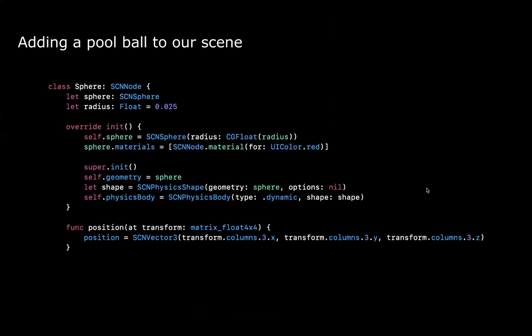This is the code to represent a pool ball. And we see some numbers there. You can define a sphere. A little bit above the center, we can see that the material needs to be a red color, which will mean that this is going to be a red pool ball. Again, a dynamic physics body. So if pool balls run into each other, they will interact. And in a few lines of code, we can already build something pretty cool again.